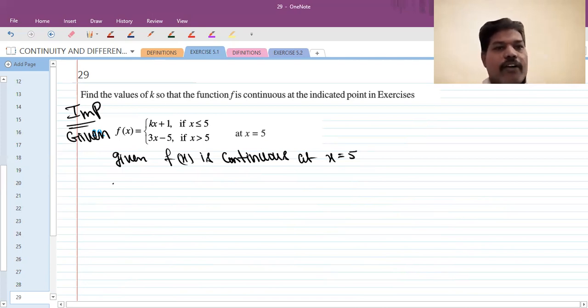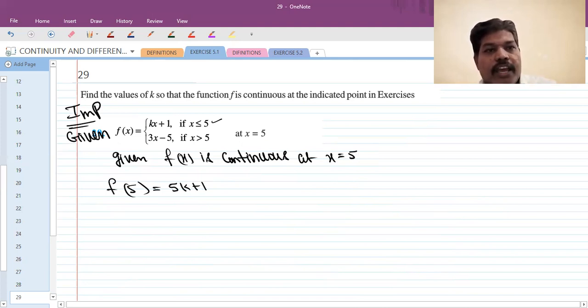So first you have to calculate f of 5. Here x is equal to 5, so automatically the f of x value is kx plus 1. F of 5 will become 5k plus 1. Why? Because if x is equal to 5, f of x becomes kx plus 1, so in the place of x you put 5, and it will become 5k plus 1.